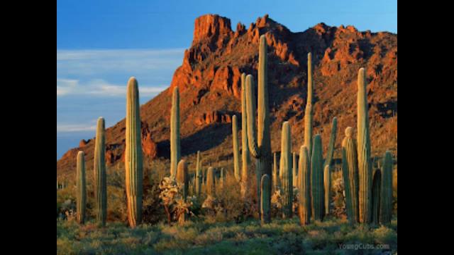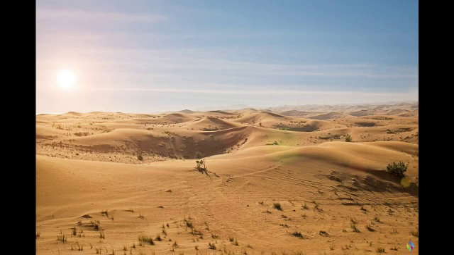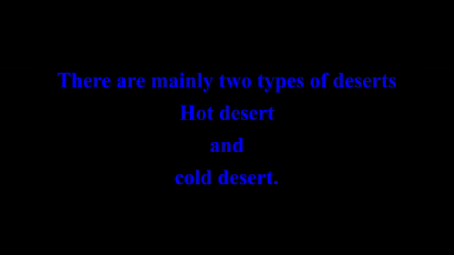Okay. Next, the location of deserts. Deserts occupy about one third of the Earth's land surface area. We find deserts in every continent. There are basically two types of deserts, hot deserts and cold deserts. Okay, there are two types of deserts, which are they? Hot desert and cold desert.